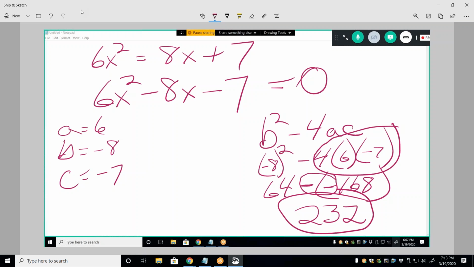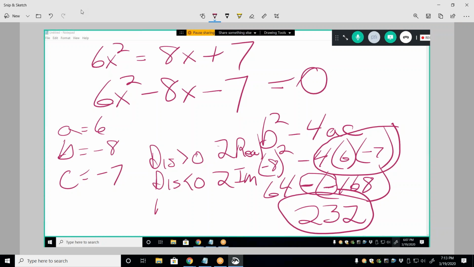Okay. That's 232. Now, here's the thing. The only thing you need to know: if the discriminant is greater than 0, then you have two real solutions. If the discriminant is less than 0, you have two imaginary solutions. And if the discriminant is exactly equal to 0, you have one real. Those are the things you have to memorize right there.